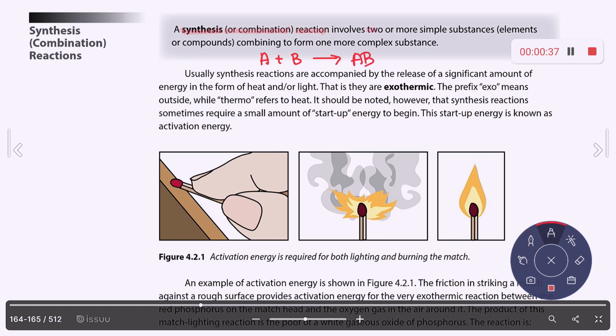Okay, so two simple substances, which will be elements, are going to combine to form a complicated substance, which will be a compound. Usually, synthesis reactions are going to release heat. So synthesis reactions are called exothermic reactions. Okay, and let's take a look at the next page. I'm going to do a couple of examples on the next page, which are really similar to what you're going to see on the worksheet that you're going to have for homework. Okay?